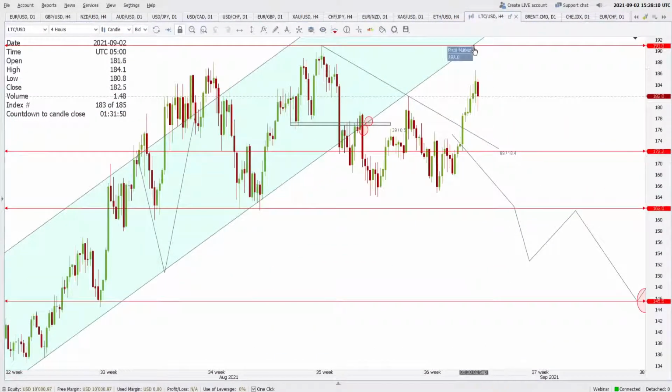Okay, but you see, also notice that this is the confluence of resistances here. One is this broken trend line of this rising channel. Okay, this will be acting as a resistance. Second is this horizontal high at around 191 previously, which may act as a good resistance for the price.